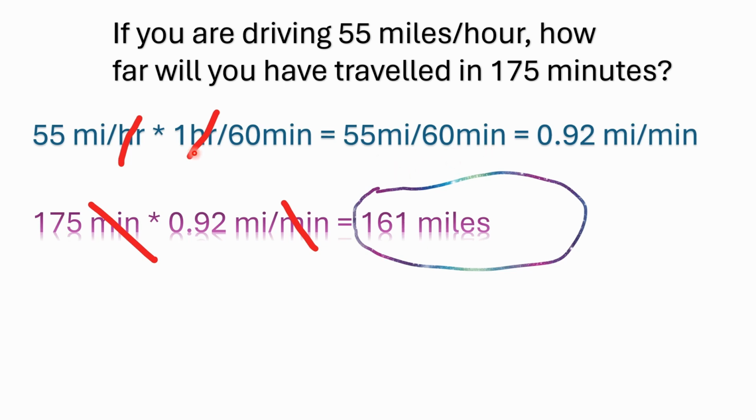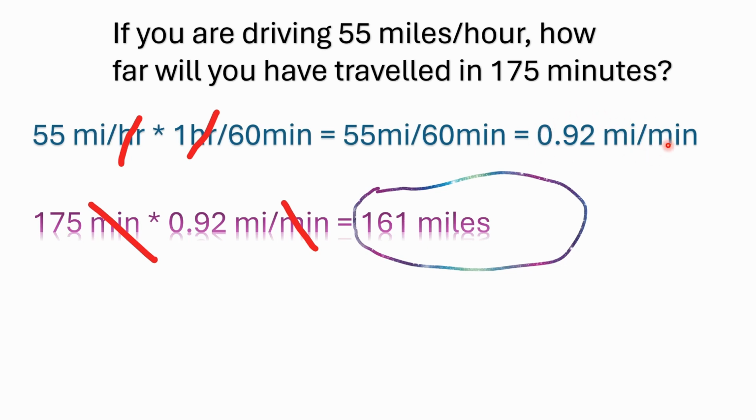So you can see what we've done here. Instead of saying 55 miles per hour, when you say 55 miles per hour, you're saying 55 miles in 1 hour. That's the rate we're traveling. So we're converting that. That's equivalent to 55 miles per 60 minutes. And if you divide 55 by 60, you'll have 0.92. So 55 miles per hour converts down to 0.92 miles per minute.